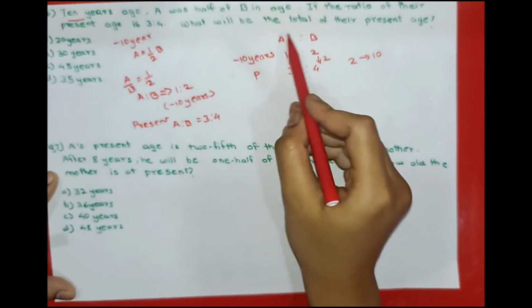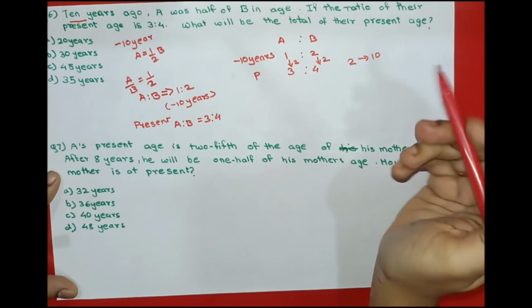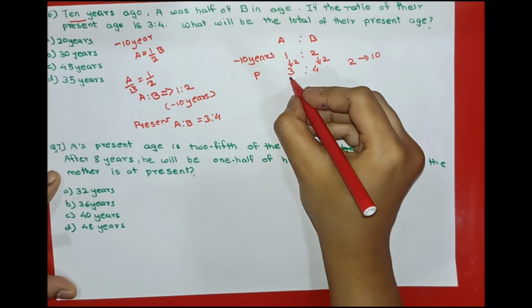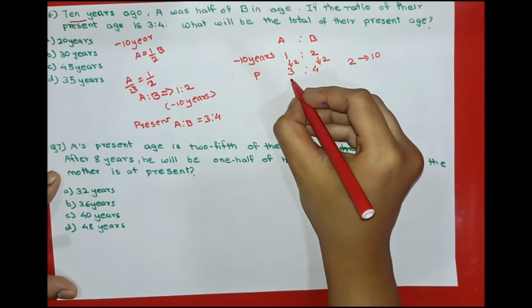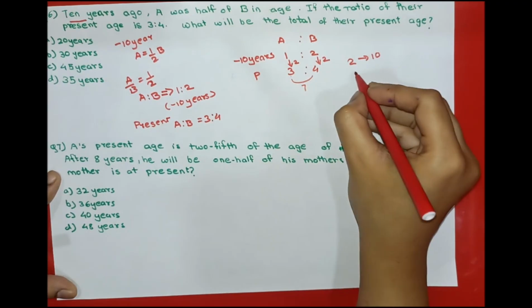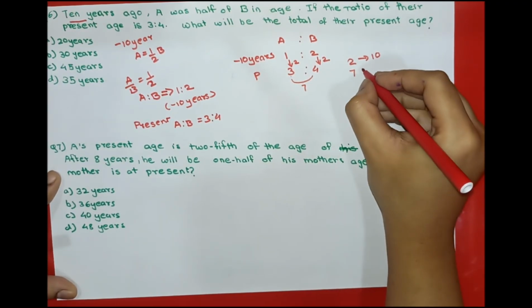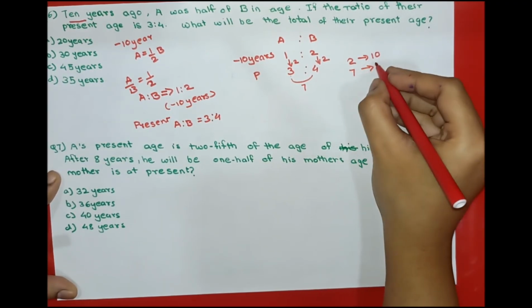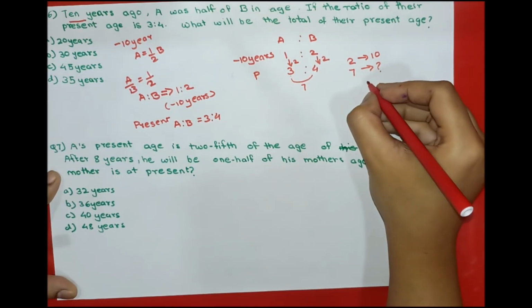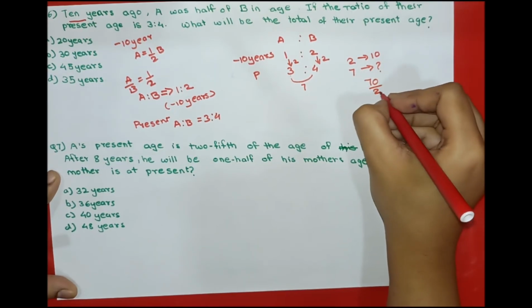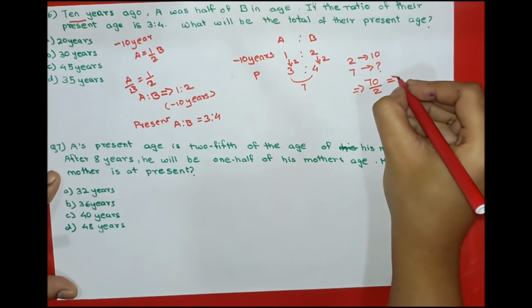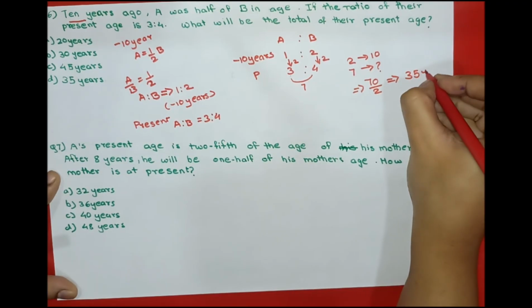Now we have to find the total of their present age. So the present age is in ratio 3:4. So what is its total? It is 7. So what will be the true value of this 7? We just multiply it over here. So we get 70 by 2, and you get 35 years.